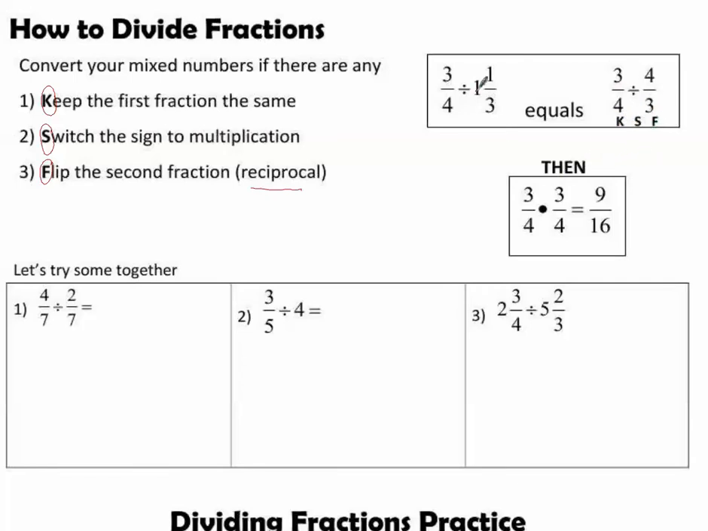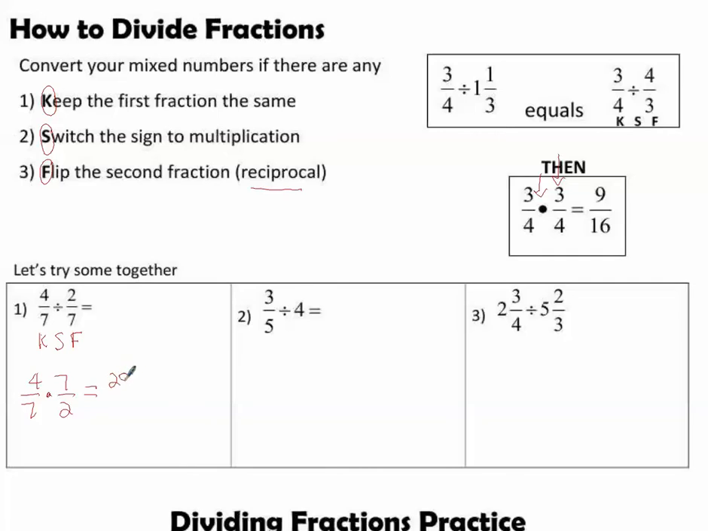That means to keep the first number the same, switch to multiplication, and then take the reciprocal or flip your second fraction. Let's try some together. Keep 4/7, switch your sign to multiplication, flip your second fraction. 4/7 times 7/2. Now you're multiplying, you go straight across.